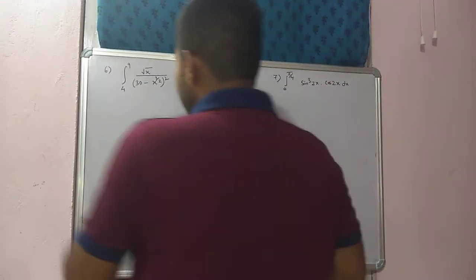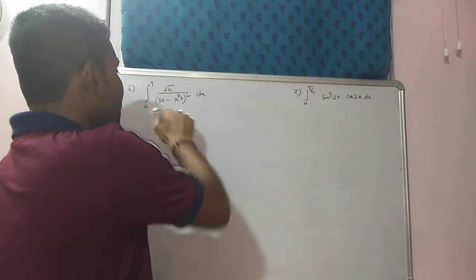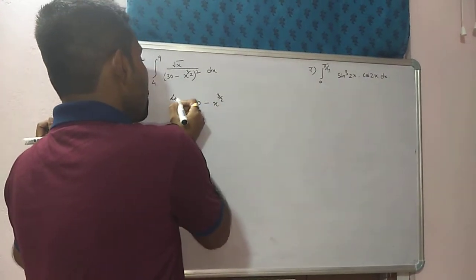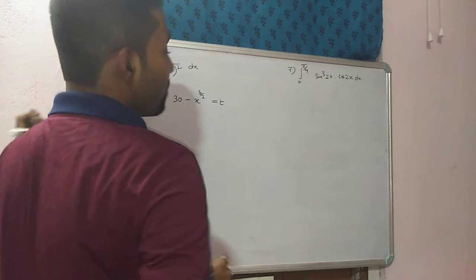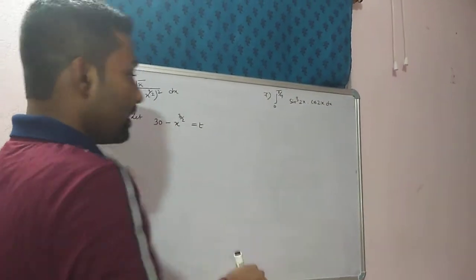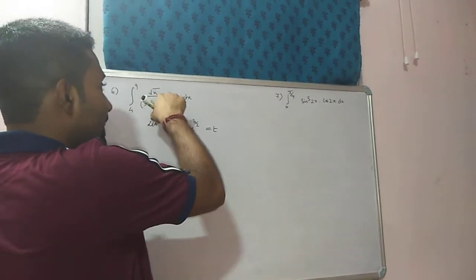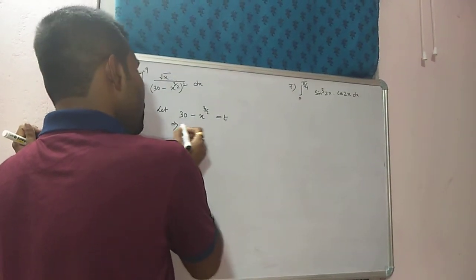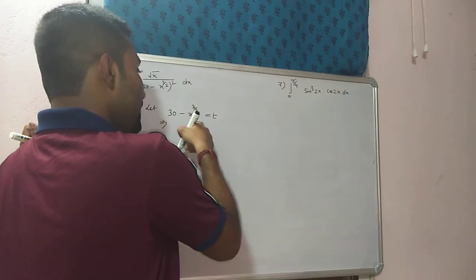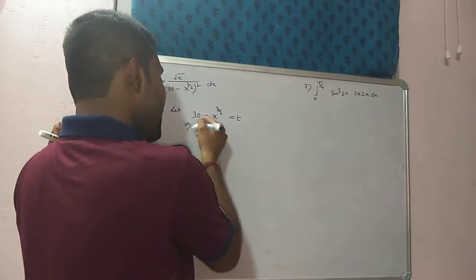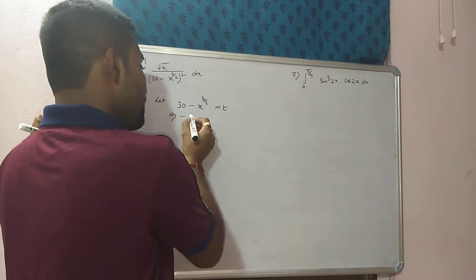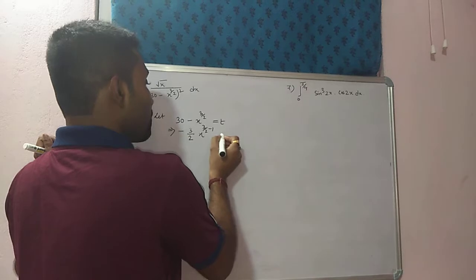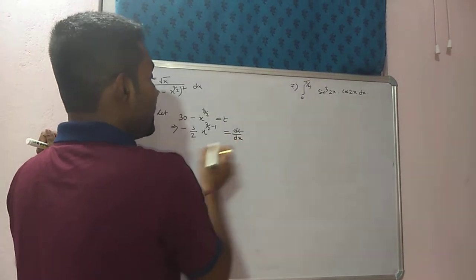So once you check the denominator, the denominator part is 30 minus x to the power 3 by 2. So let 30 minus x to the power 3 by 2 be equal to t. Why did I take this? Let us check whether after differentiation you will get the numerator or not. That is the rule of the substitution method. So differentiate with respect to x. d/dx of any constant is 0. d/dx of x to the power 3 by 2, minus sign is already there, so give minus. What is d/dx of x to the power n? n into x to the power n minus 1, which is equal to dt by dx.